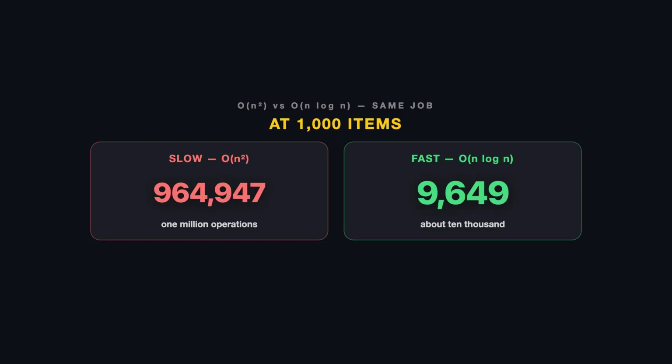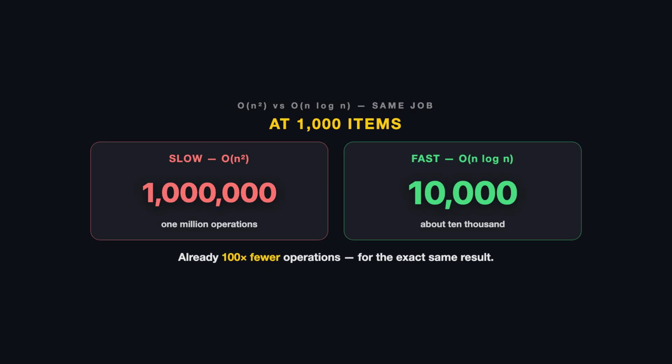Now let us make that gap concrete. The words n squared versus n log n do not really hit until you see the actual numbers. Take 1,000 items. An n squared sort does 1,000 times 1,000, 1,000,000 operations. An n log n sort does about 10,000. Already 100 times fewer. Now scale to 1,000,000 items, the size of a real dataset.